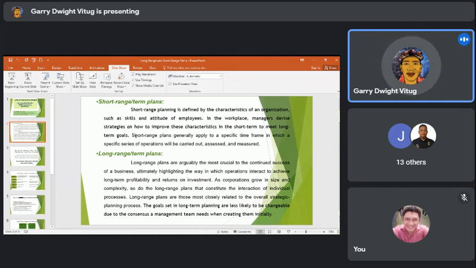And also, the goals set in long-term planning po are less likely to be changeable due to the consensus a management team needs when creating them initially po. Kanya po, ang layon na itinakda sa long-term plan po ay malamang na hindi na mabago dahil ito po ay napagkasunduan na noong nag-upisa pa lang po ang isang organisasyon.